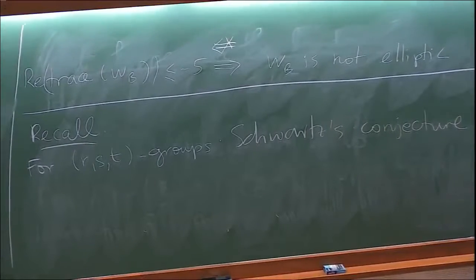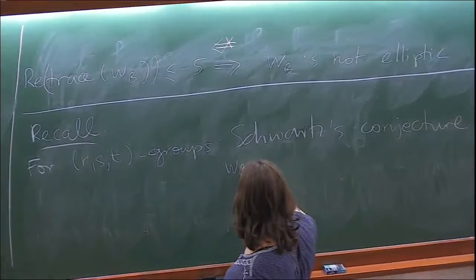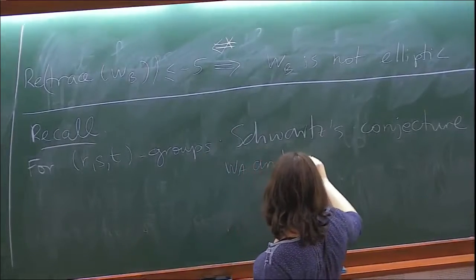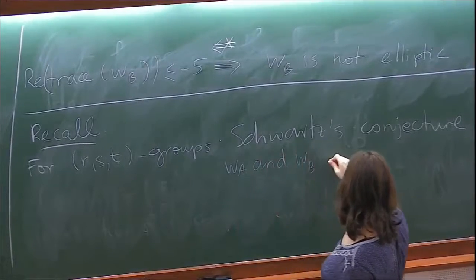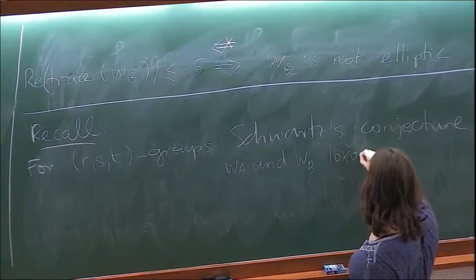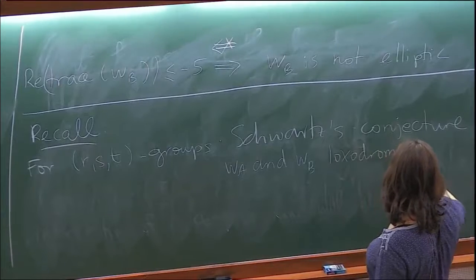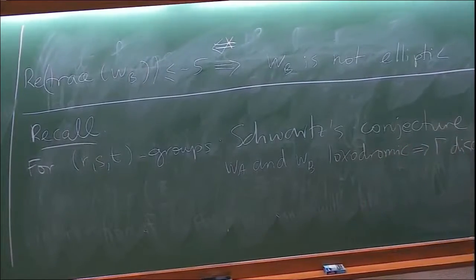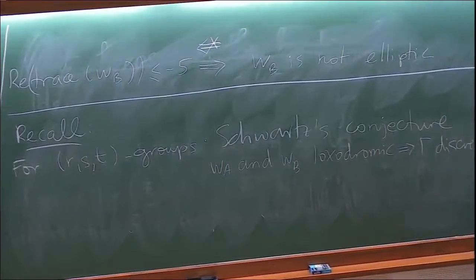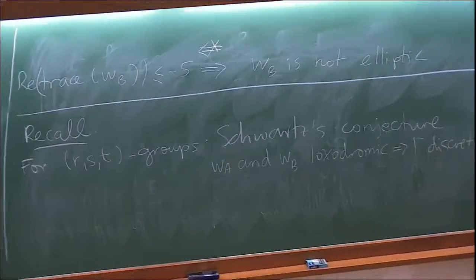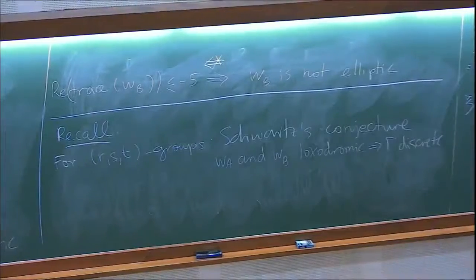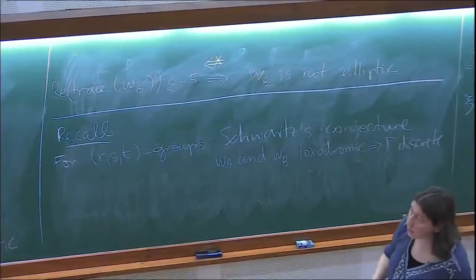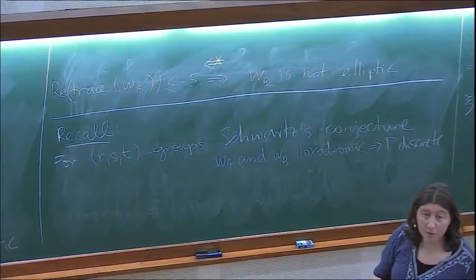For groups where we have intersections inside the complex hyperbolic plane, the conjecture was that these two elements determine discreteness. If they are loxodromic, then the group is discrete. And in the ultra-parallel case, we get extra elements that we have to keep track of.